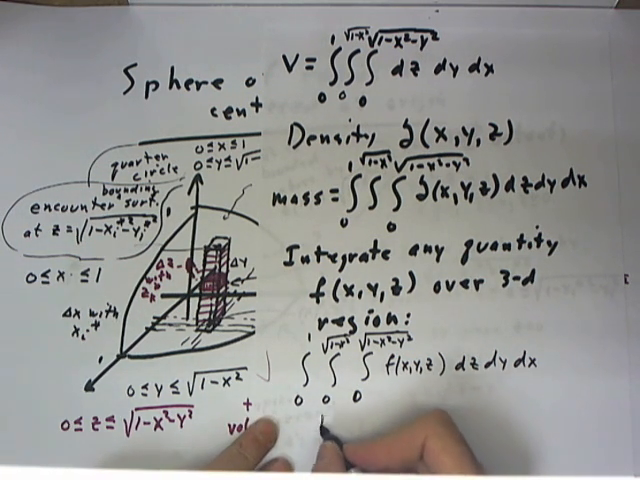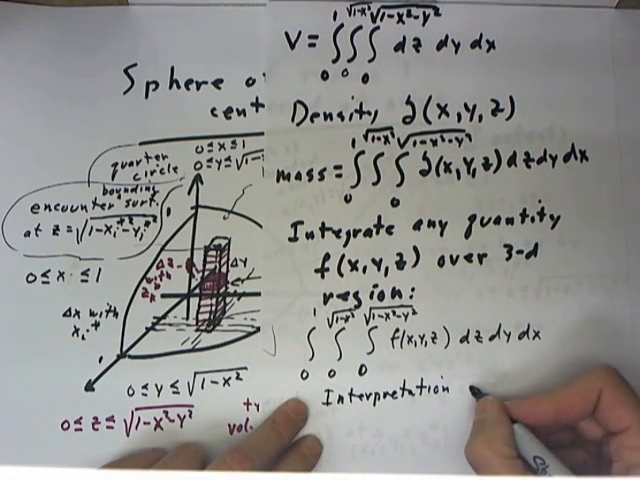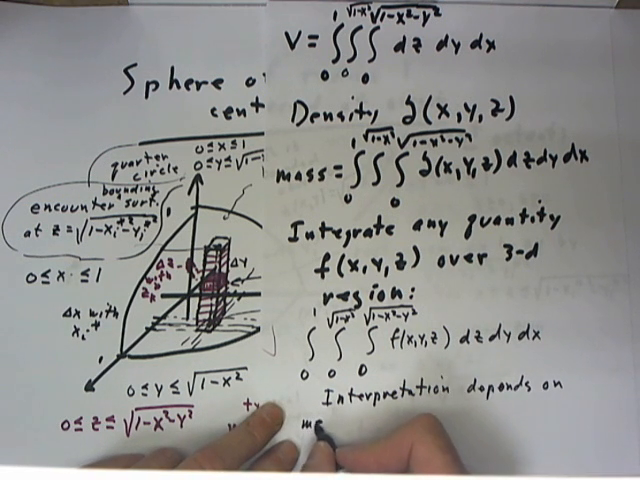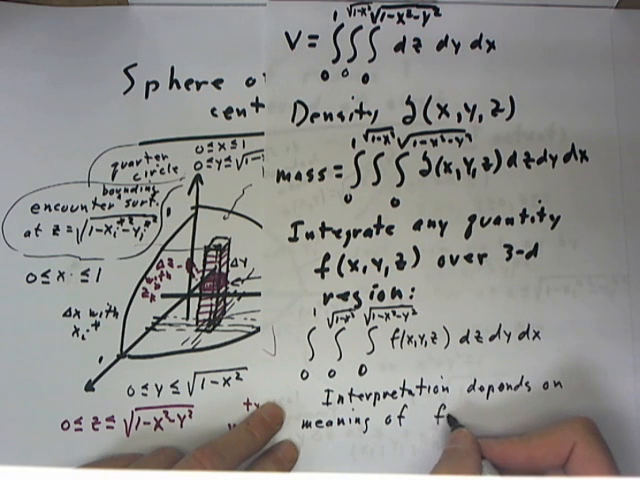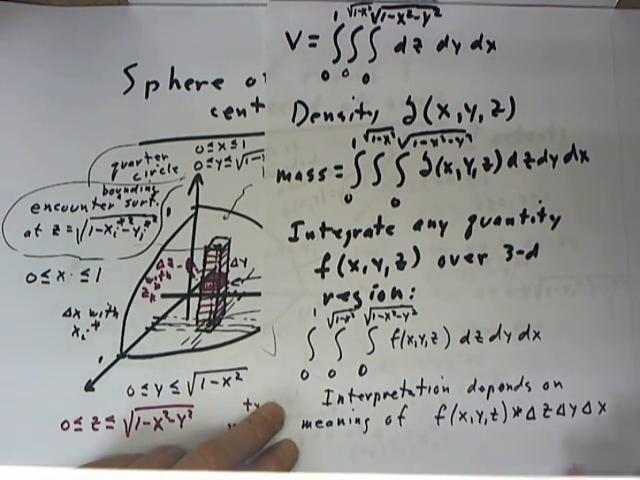The interpretation simply depends on the meaning of whatever f of x, y, z represents, multiplied by delta z, delta y, delta x. That is our volume increment.